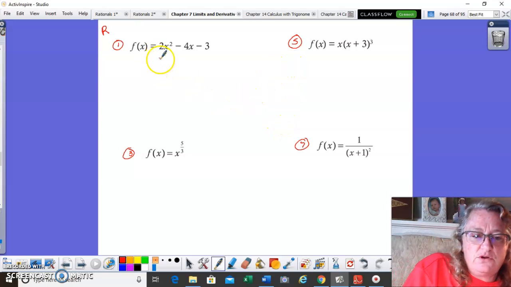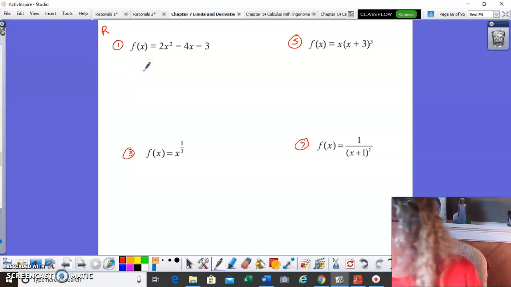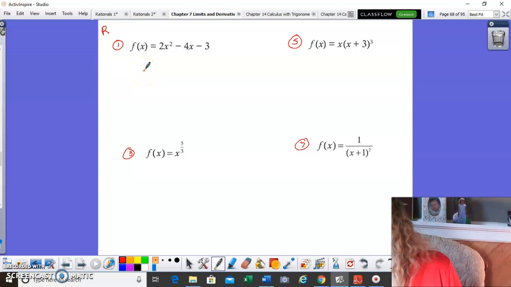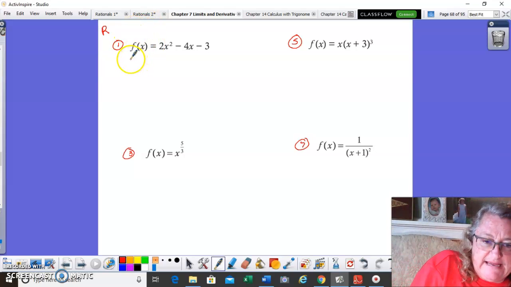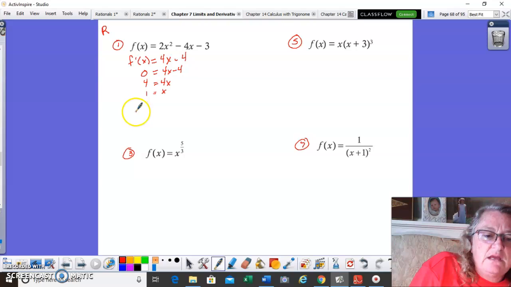In order to find the relative extrema, we use the first derivative test. So the first derivative of the first one is 4x minus 4. I want to know when my first derivative equals 0, so I'm going to set it equal to 0. That tells me that my first derivative is equal to 0 when x equals 1. So I'm going to go ahead and make a sign diagram with 1.